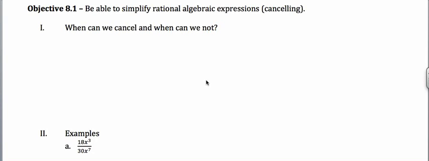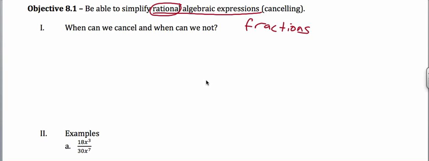Alright guys, today we begin our unit on rational algebraic expressions. One of the things that you should know right off the bat is that a rational algebraic expression refers to basically fractions with variables. Rational expressions are ones that are fractions, because rational numbers can be written as a fraction of whole numbers, so rational algebraic expressions are just expressions that are fractions and probably have some variables in them.